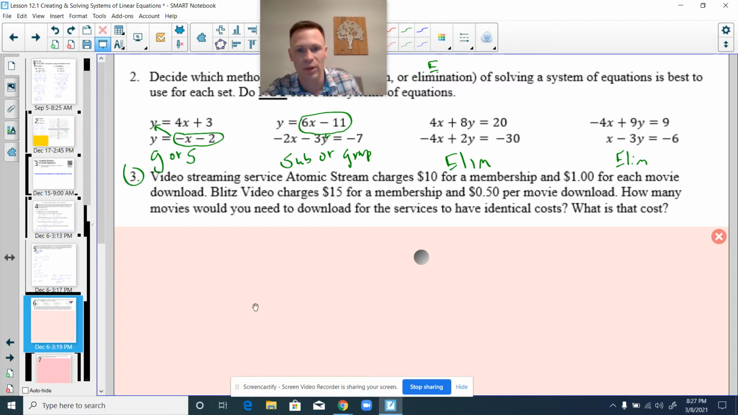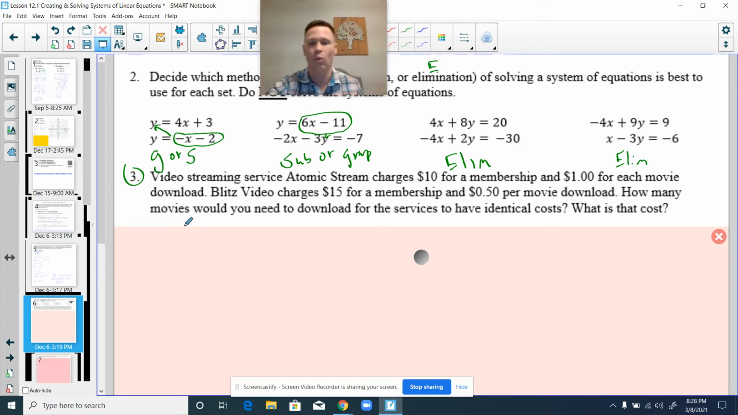All right, question number 3 about streaming services. Video streaming service Atomic Stream charges $10 for a membership and $1 for each movie that they download. Blitz Video charges $15 for a membership and 50 cents per movie. How many movies do you need to download for the services to have the identical cost? It's like the same type of situation as before.